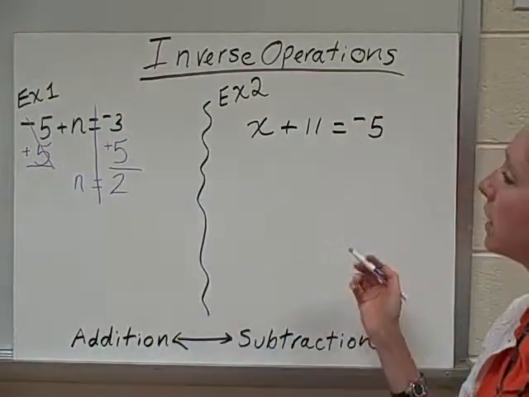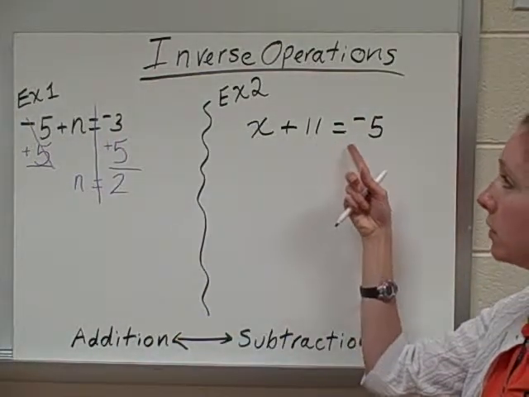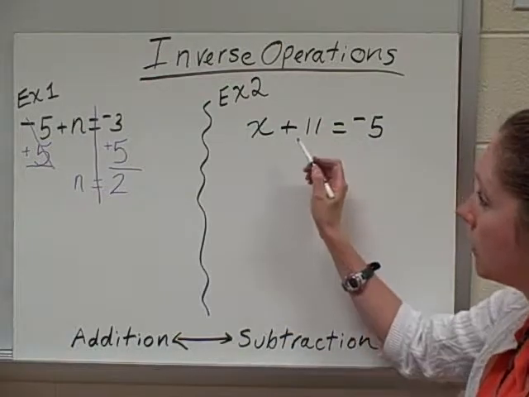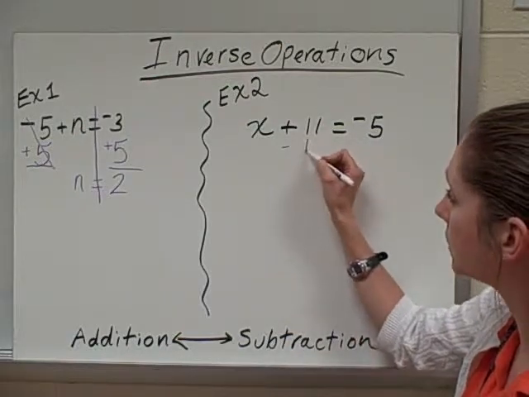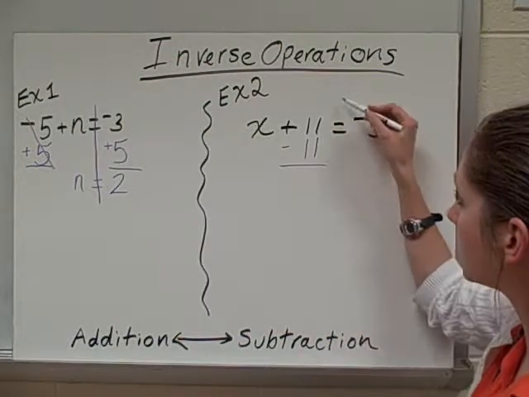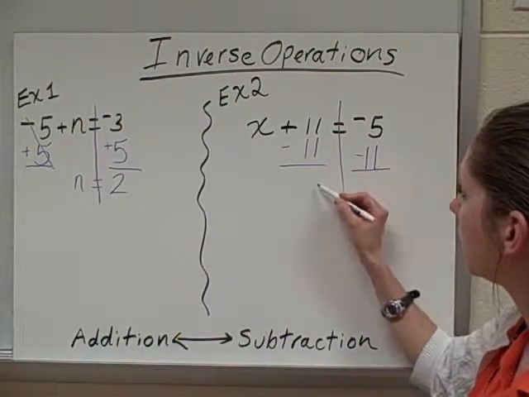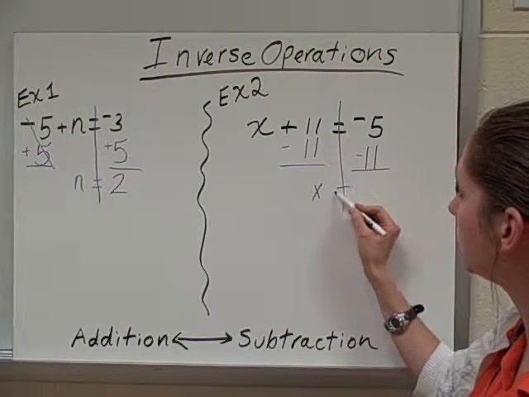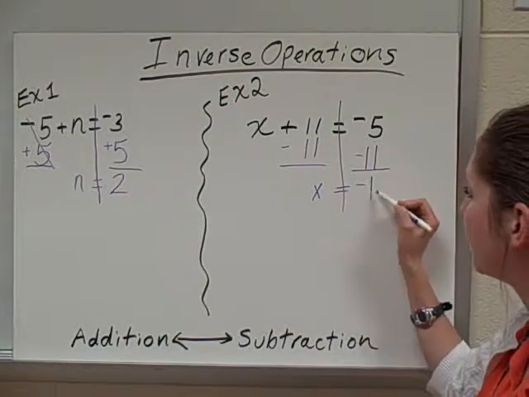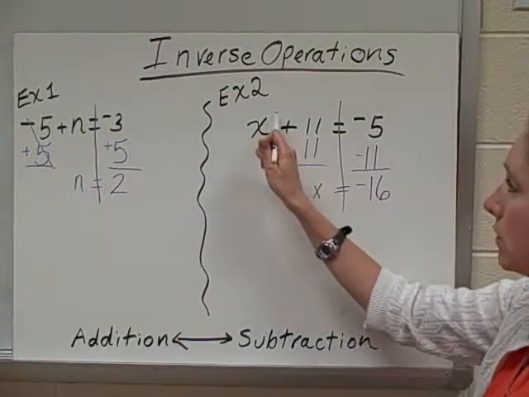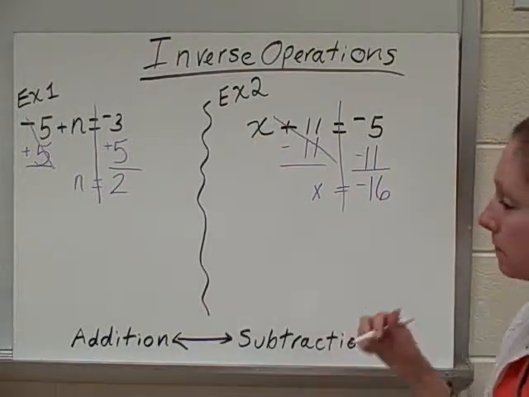Okay. On the other side, that x minus 11 is equal to negative 5. So the opposite of minus 11 is plus 11. If I do it to one side, I have to do it to the other side. And x is equal to negative 16. Remember, these two are gone. Additive inverse.